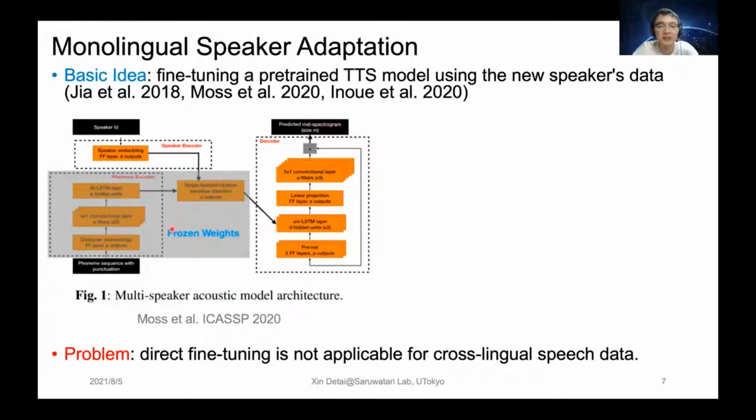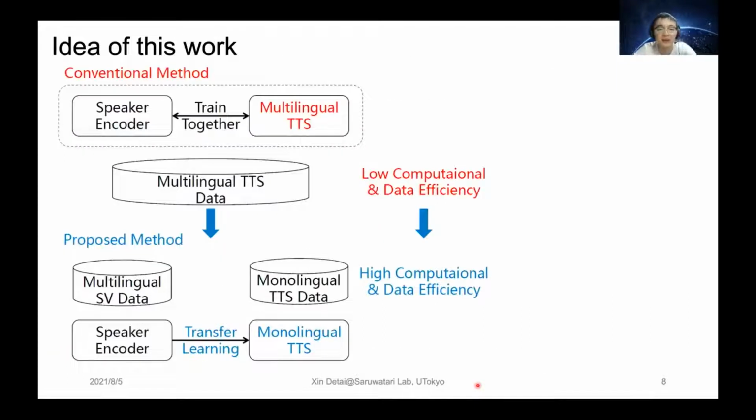The idea of typical monolingual speaker adaptation methods is fine-tuning the pre-trained TTS model using the new speaker's data. However, it is hard to fine-tune the TTS model using cross-lingual speech data. The core idea of this work is doing cross-lingual speaker adaptation for TTS using transfer learning.